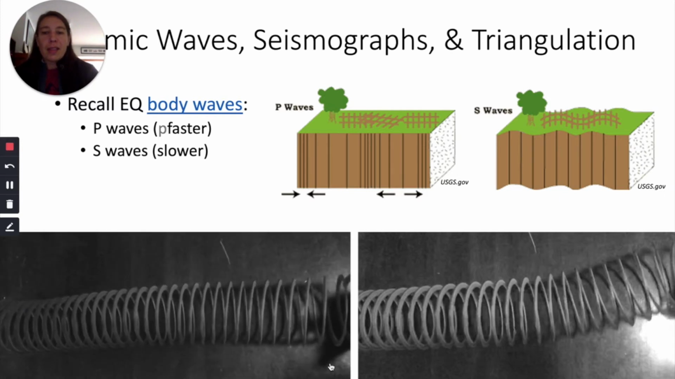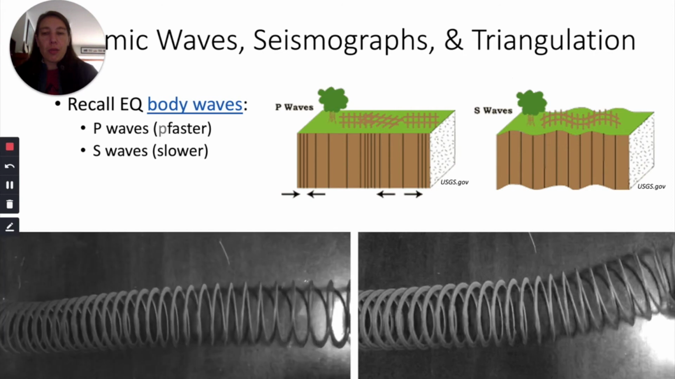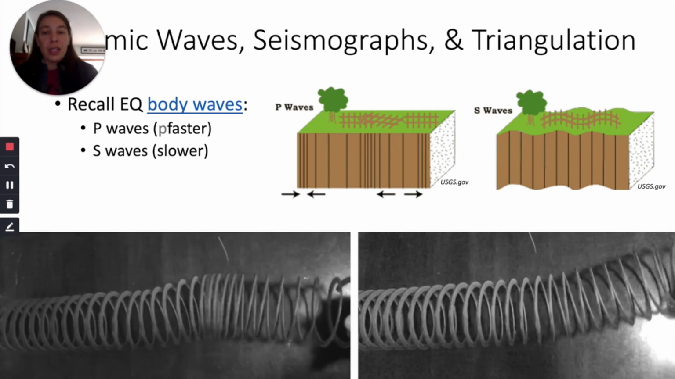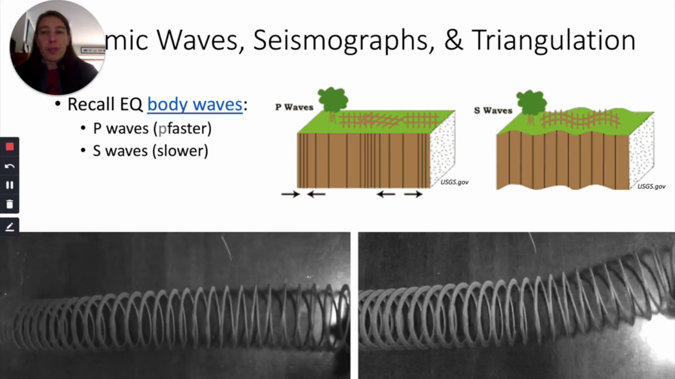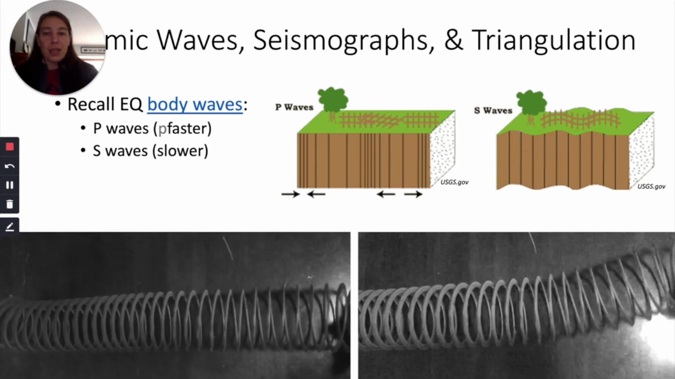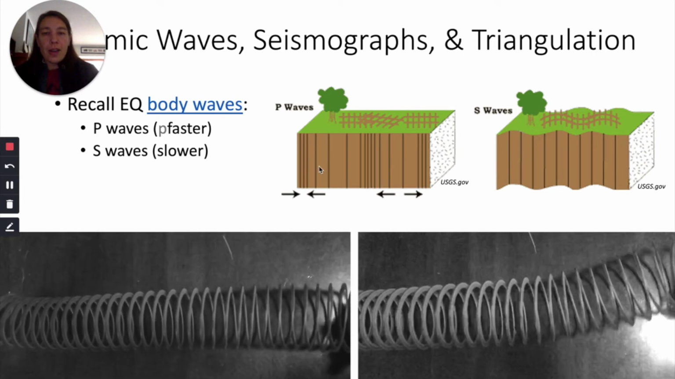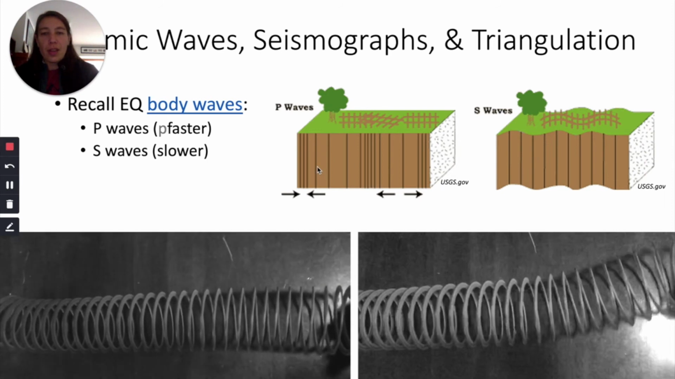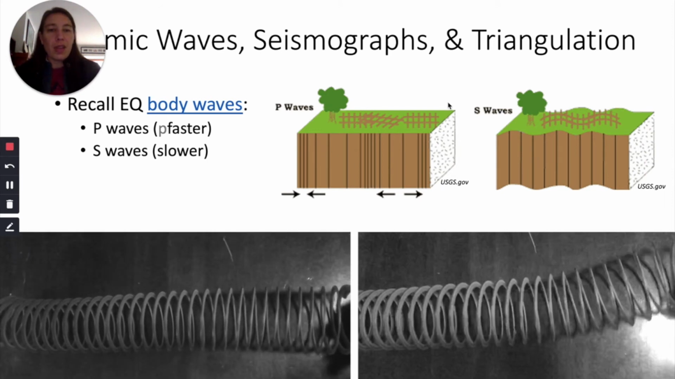So the way that this motion is transmitted through a slinky with compression and extension is the way that P waves move through the Earth's interior. They are faster, so they will leave the earthquake and arrive to the surface of the Earth first.